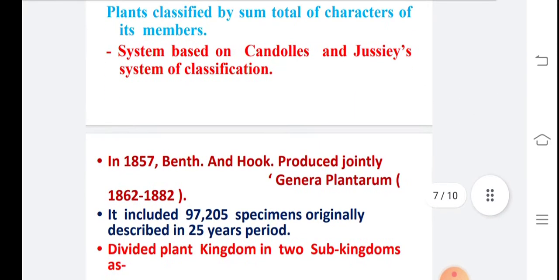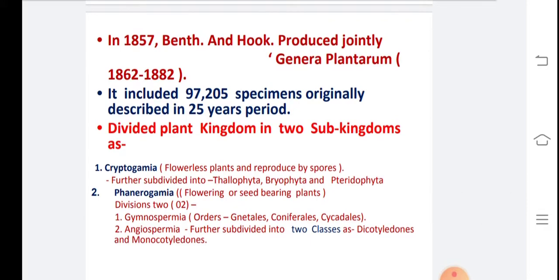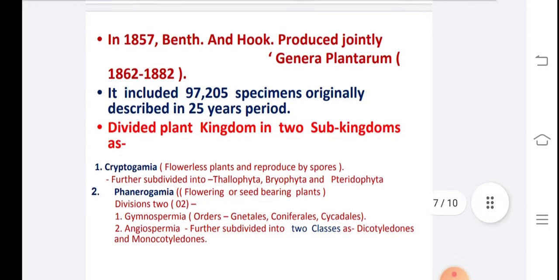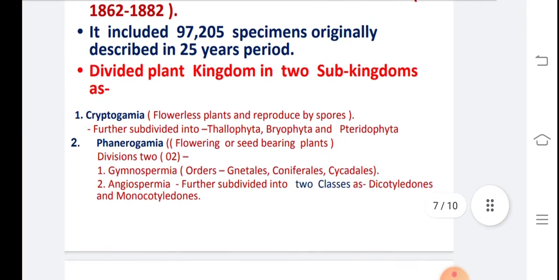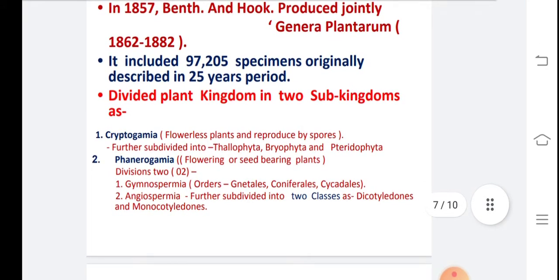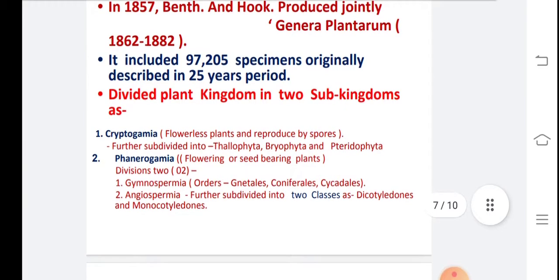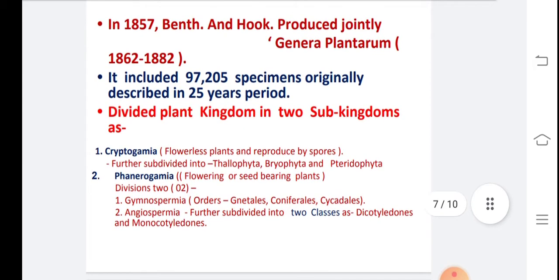Next, in 1857, Bentham and Hooker jointly produced the Genera Plantarum book, 1862 to 1882. It includes 97,205 specimens originally, which were described in a 25 year period. They divided the plant kingdom into 2 sub-kingdoms. Firstly, Cryptogamia, that is flowerless plants that reproduce by spores, further divided into Thallophyta, Bryophyta and Pteridophyta. So firstly it is divided by Bentham and Hooker.